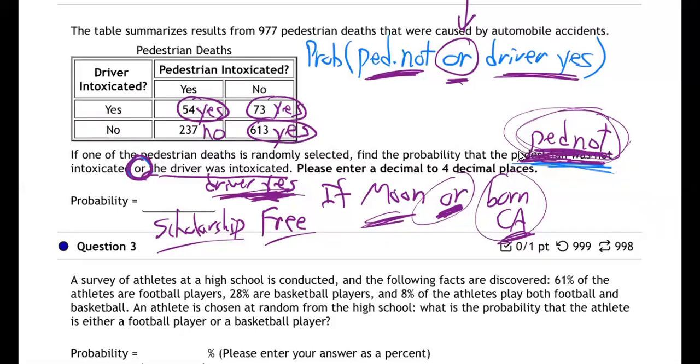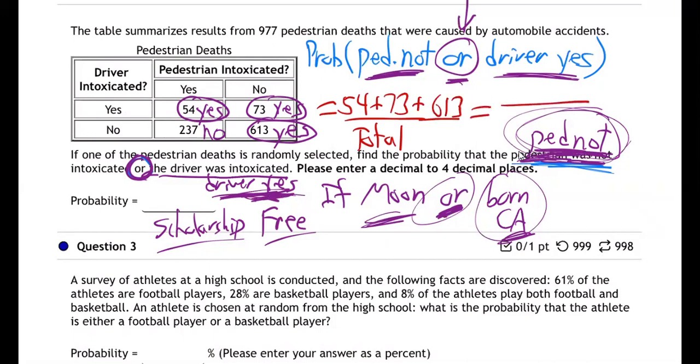So when we do this problem and the probability, you know the bottom is going to be the total, right? The top will be all those added up. 54 plus 73 plus 613. All those added up, and the total is the 977 for mine. 977 on the bottom. I'm going to use my calculator here to add up those top. 54 plus 73 plus 613. I'm getting, what was that, 740? So 740, then you divide by 977 on your calculator.